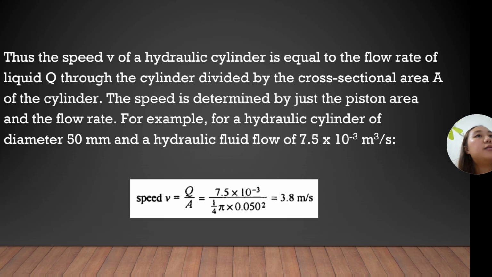In strict terms, the speed v of the piston is determined by the rate Q at which fluid enters the cylinder. The fundamental relationship is Q = Av, meaning speed is the flow rate divided by the piston's cross-sectional area. If a 50 mm cylinder has a flow rate of 7.5 × 10^-3 m³ per second, the calculated speed is 3.8 meters per second. Speed is governed by flow rate and area, not by pressure.